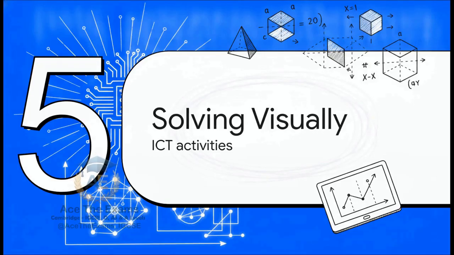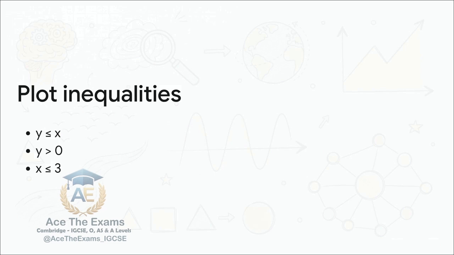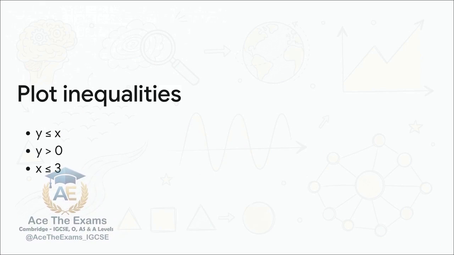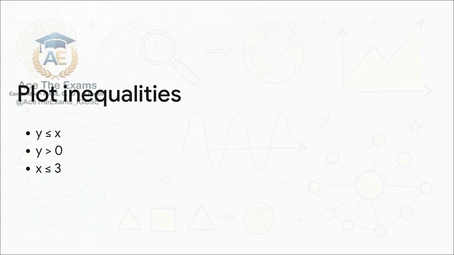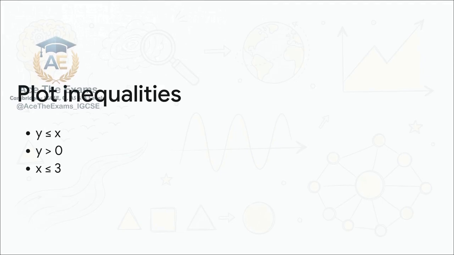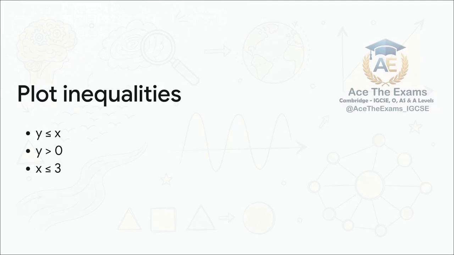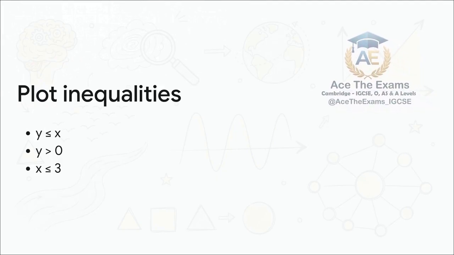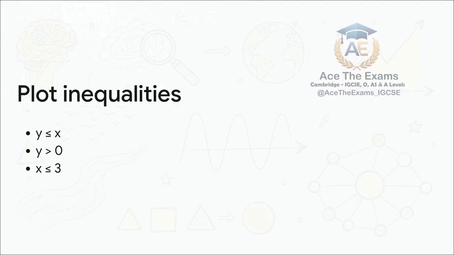Finally, let's hit Section 5, Solving Equations Visually. For our last segment, we're going to explore how information and communication technology, or ICT for short, helps us visualize and solve complex math that would be an absolute nightmare to do purely by hand. The first ICT activity from our source material uses a graphing package to plot multiple inequalities on the exact same axes. Just try to picture the specific overlapping space where y is less than or equal to x, y is greater than 0, and x is less than or equal to 3, all at the exact same time.